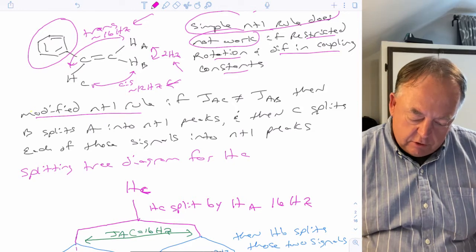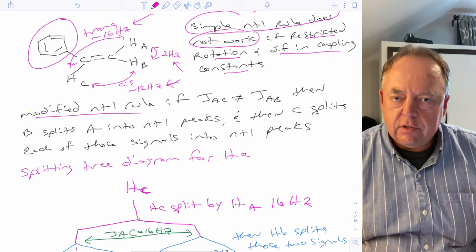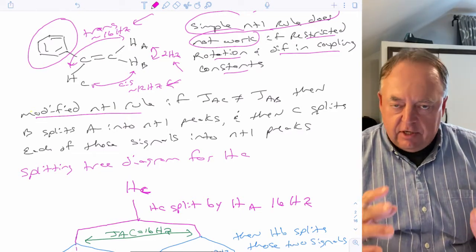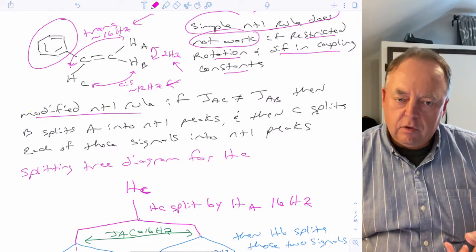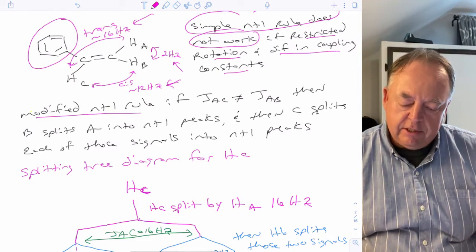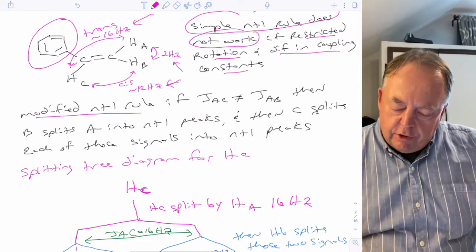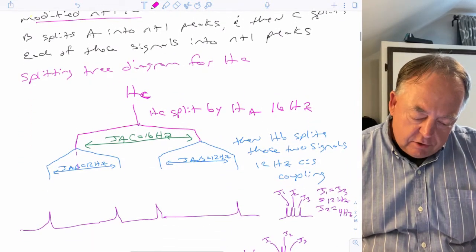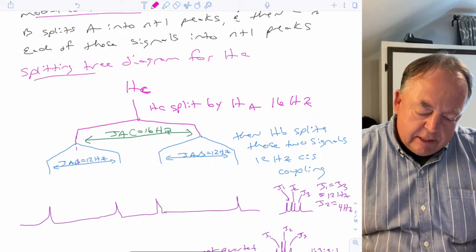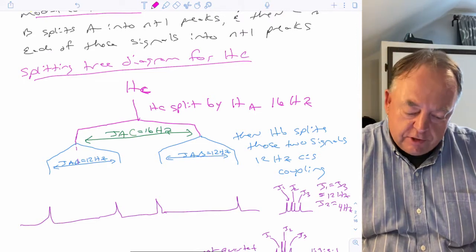So if we just focus on HC, for example, HC is going to be split by HA, that's one neighbor, so that's a doublet. But then HB is going to come in and split each of those peaks. So HB is one neighbor, 2 peaks. So each of those peaks from HA splitting is then going to be split by HB into doublets. So you end up with a doublet of doublets for the NMR. This is useful to look at using what's called a splitting tree diagram. It makes it a lot easier to see what kind of signal you would expect for a particular hydrogen.